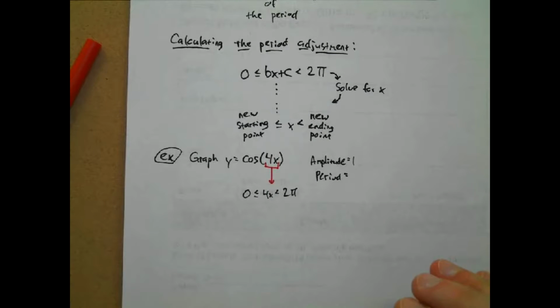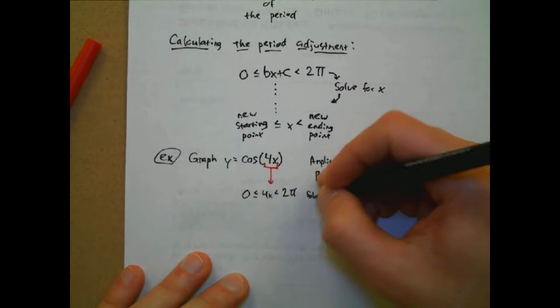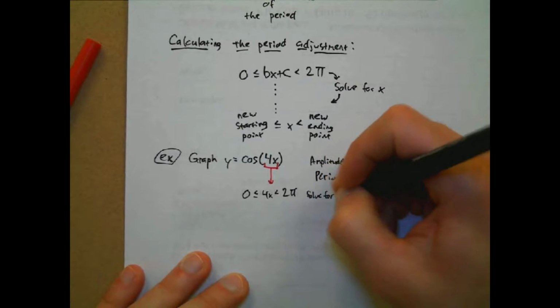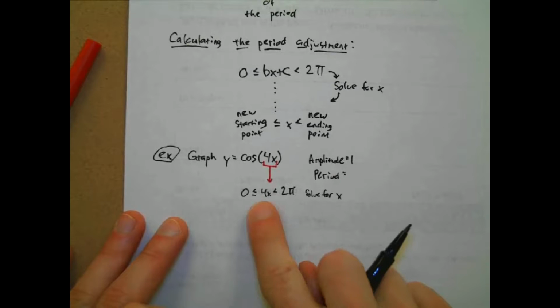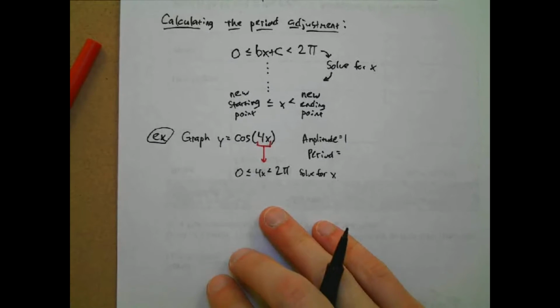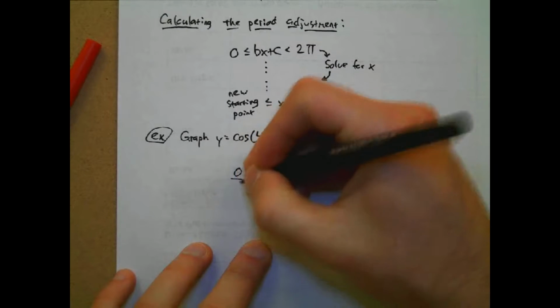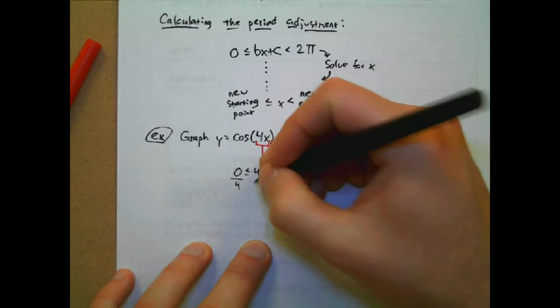And now we're just going to solve for x. What we need to do in this inequality to get the x by itself? What's with the x we need to get rid of? The 4. And how would you get rid of 4 times x? Divide by 4. Exactly right. So we'll divide it all by 4 here. So divide by 4, divide by 4, divide by 4.